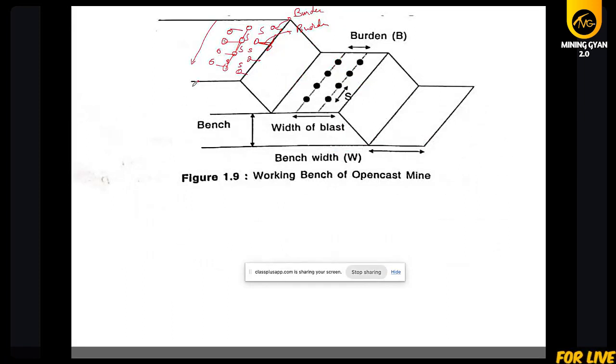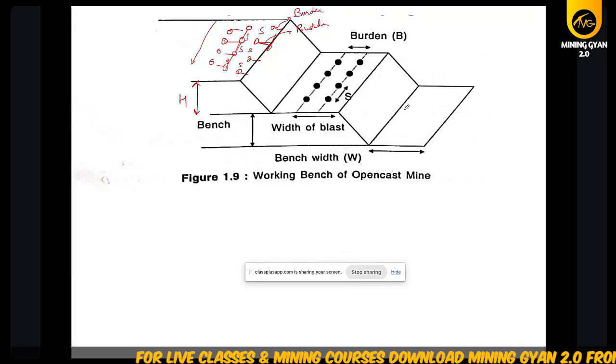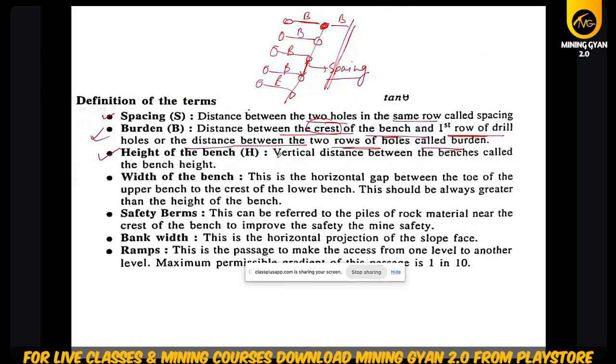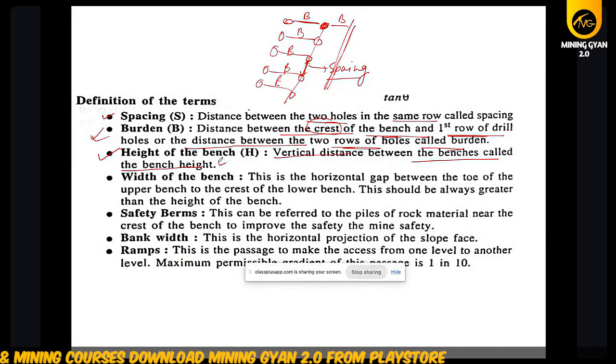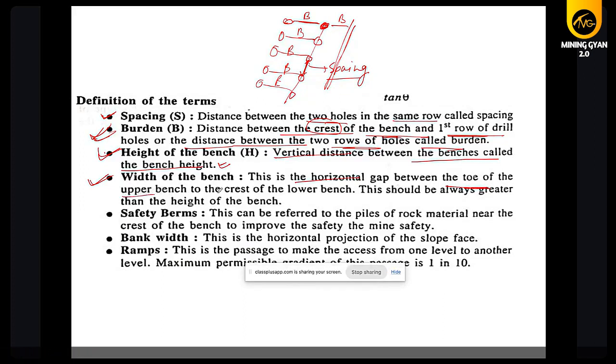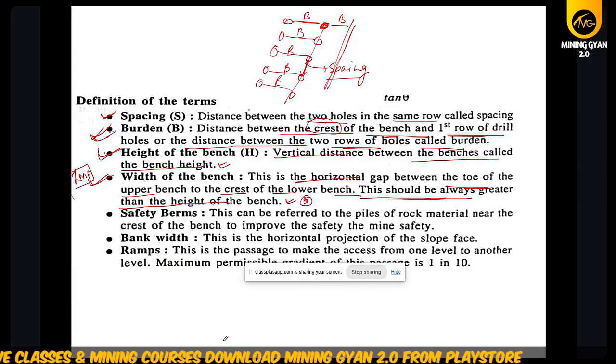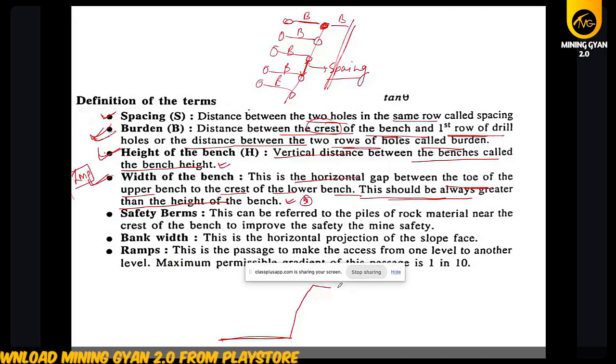The height of the bench, this is your height of the bench. And width of the bench, this is the width of the bench. So what is the height of the bench? Vertical distance between the benches is called the bench height. This is the horizontal gap between the toe of the upper bench to the crest of the lower bench. This is an important point. Why? Because it is mentioned that the width of the bench is always greater than the height of the bench. This is the height, this is the width. So this width is always greater than the height of the bench.